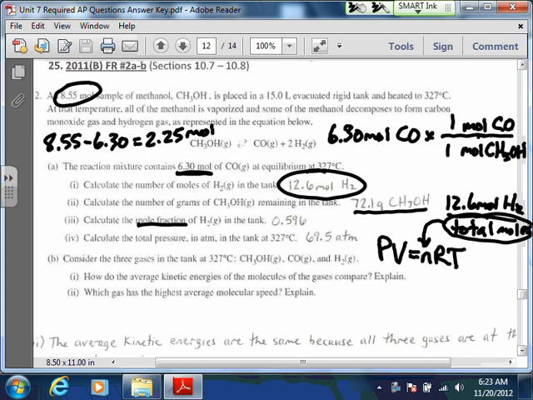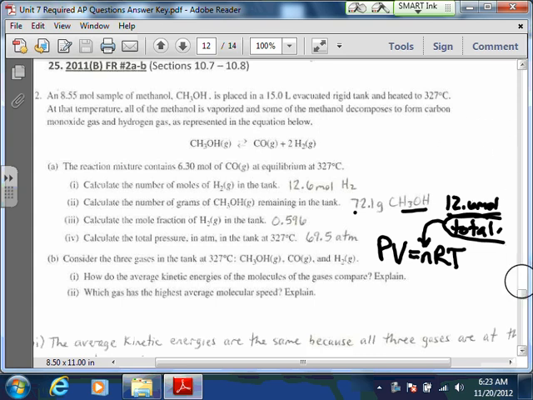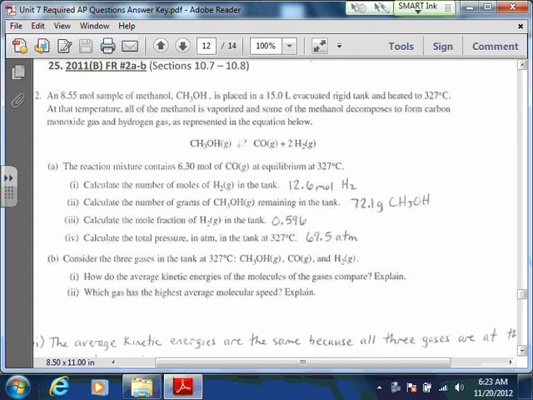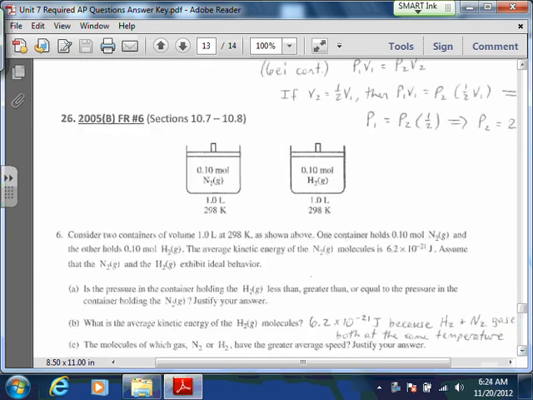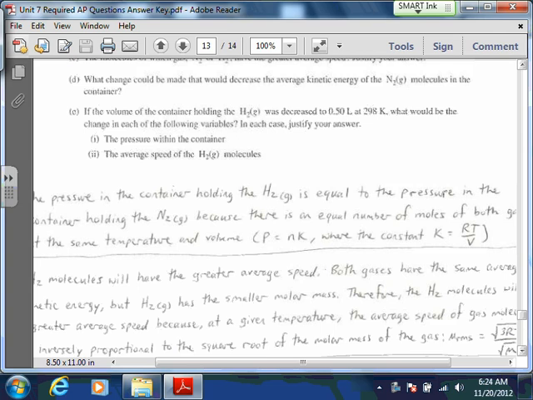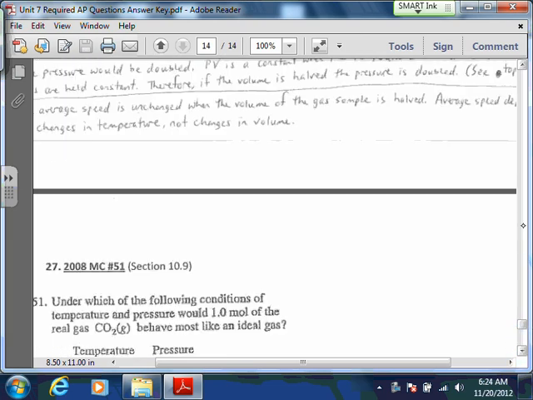And then the average kinetic energies and which gas has the highest average molecular speed. That is pretty self-explanatory. The explanation kind of takes care of that part. Let's see if there's anything else we need to talk about here. I think the next free response question is pretty much all hypothetical or theoretical. Not a lot of calculations here. There's no calculations on this one, so this is all, I think, pretty well explained in the actual answers.